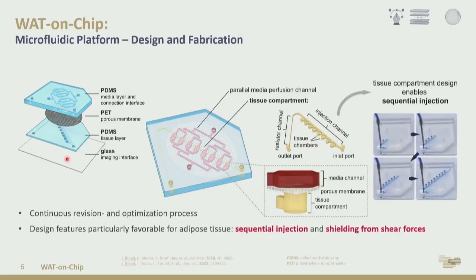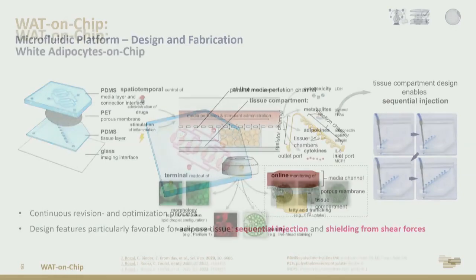Design-wise, the features of the device are particularly favorable when working with these fragile cells, because first, the design of the tissue compartment enables a sequential injection of the individual tissue chambers. And second, due to the compartmentalization with the porous membrane, the tissues down here in the tissue compartment are entirely protected from any shear forces. Now, let's inject some tissues.